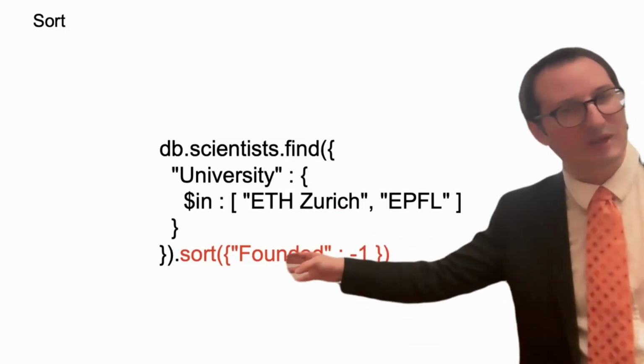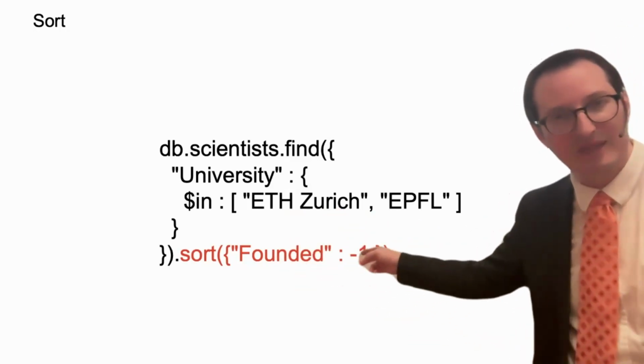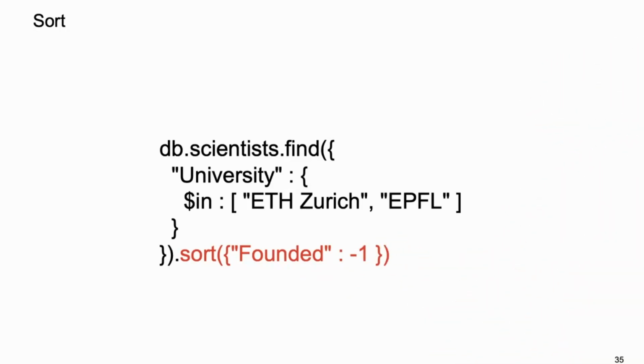This is equivalent to, in SQL, order by founded desc, and so on and so on. Who is with me? All right. Who also feels uneasy that suddenly the order of the key matters in sort? You don't feel uneasy about that? I feel very uneasy about that. Normally, objects don't have any order. Okay. But I saw some raised hands, so some people agree with me.